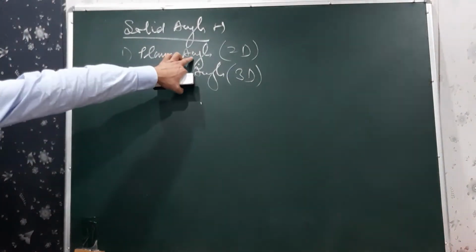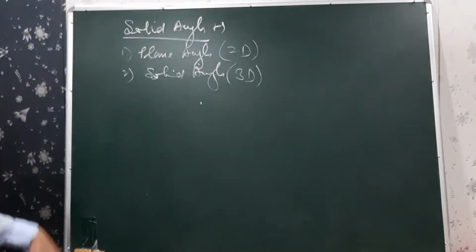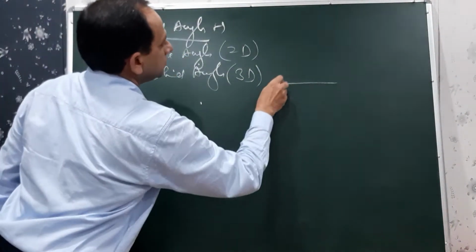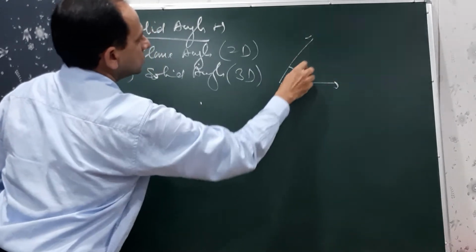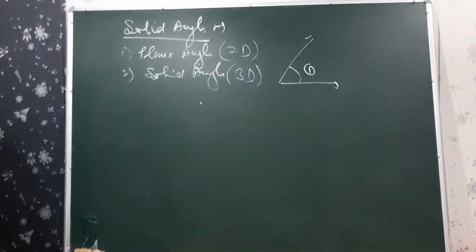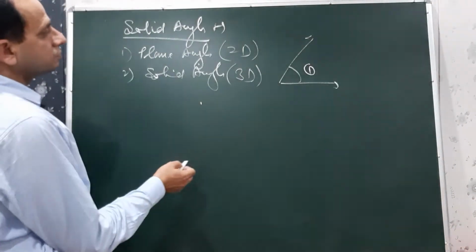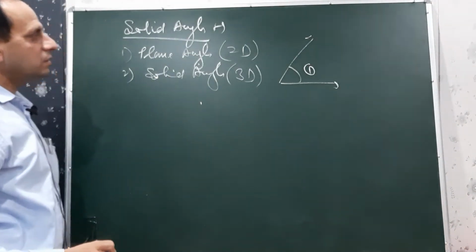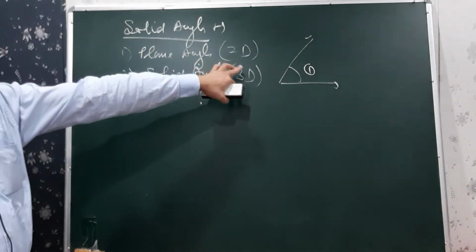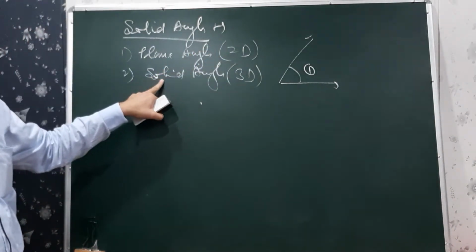So, it is an angle formed in two dimensions. As we know, there are two axes or two lines and angle theta is formed in a plane, and it is called plane angle. But we will discuss solid angle. So, in the same way as in plane angle, we will define solid angle.